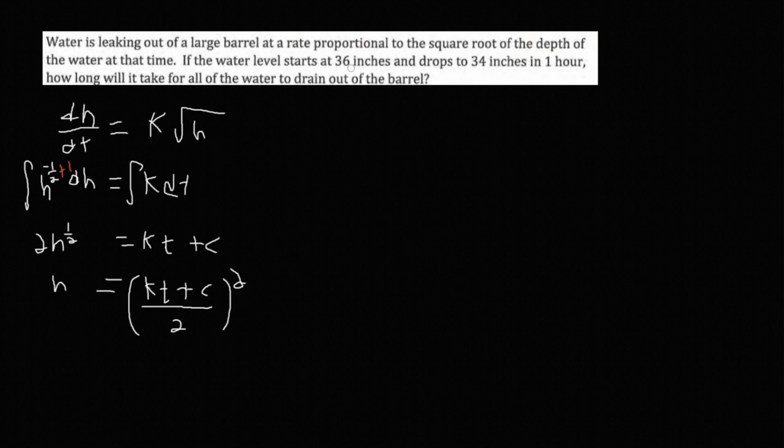So if the water level starts at 36 inches and drops to 34 in 1 hour, so we have the water level starts at 36. Okay, so h is 36 at t equals 0. So k times t is 0. 0 plus c over 2 squared. So 36 is equal to c squared over 4.